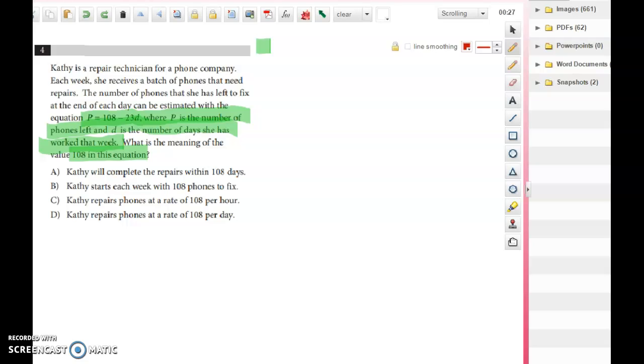P equal 108 minus 23D. And when you see this one, the letter D, it doesn't have any exponent. It's a linear equation. Okay, so a linear equation basically has a straight line. So all the linear equations you see, there's no exponent here. So that means it's a straight line.